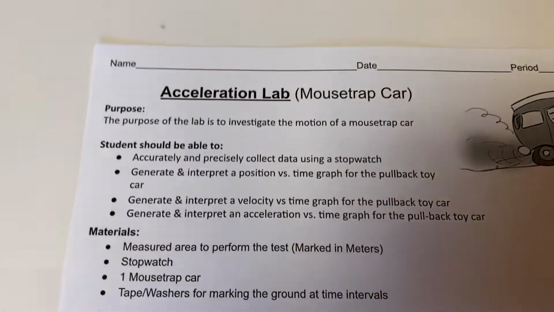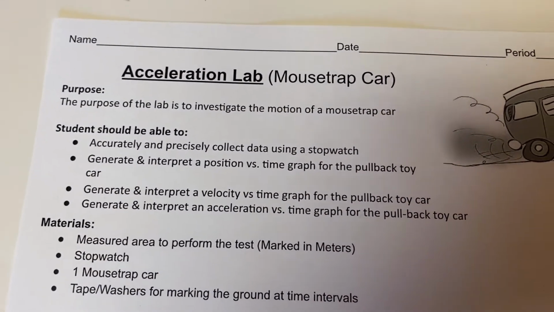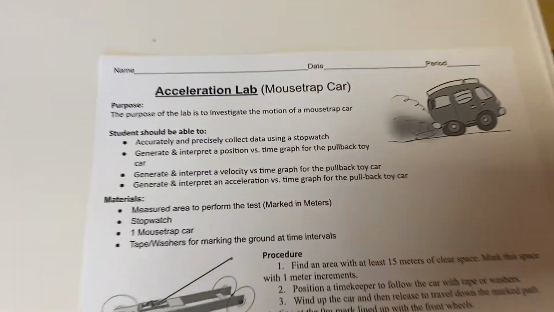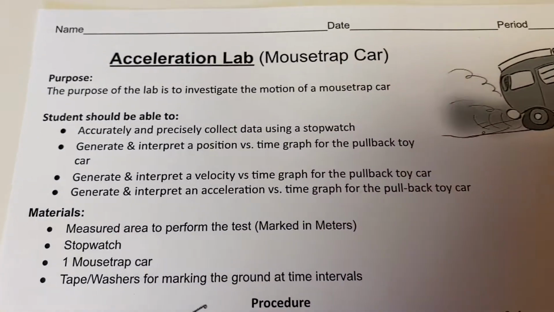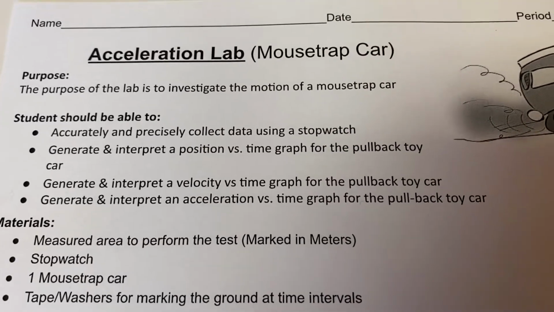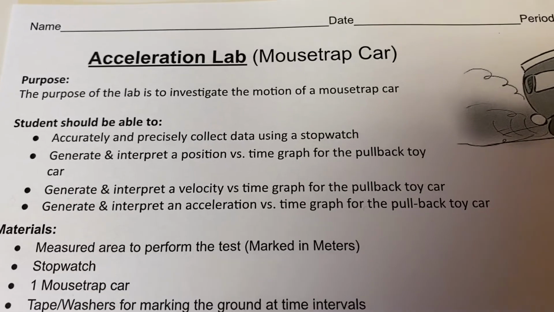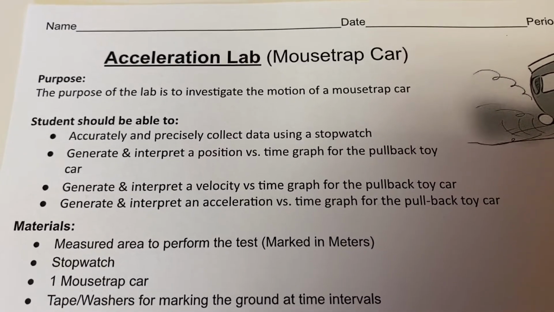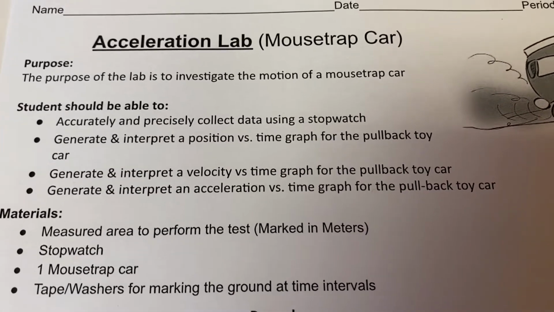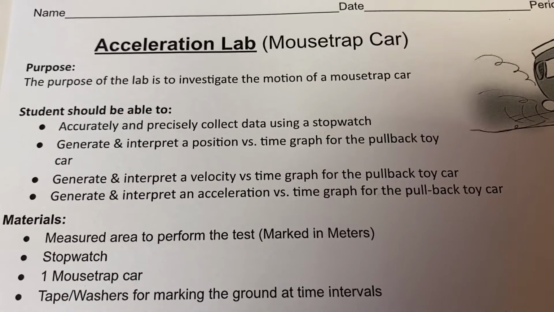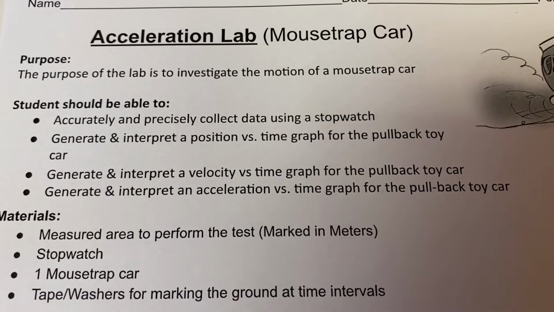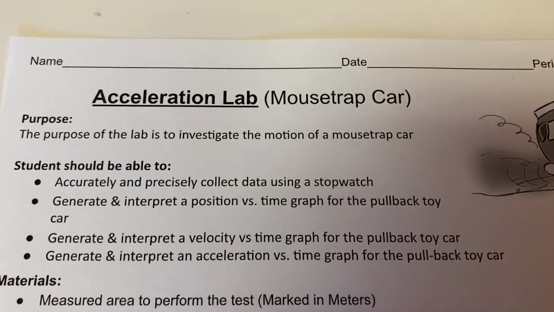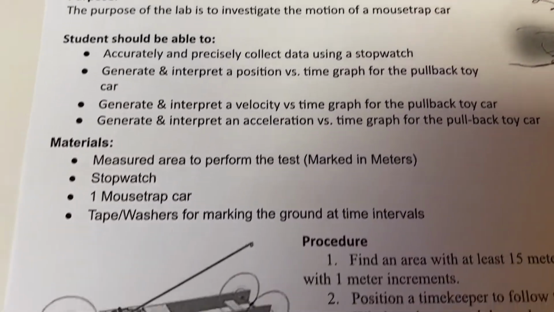Our purpose of this lab today is to investigate the motion of a mousetrap car. Our objective is that by the end of this, you should be able to accurately and precisely collect data using a stopwatch. You should also be able to, well, y'all aren't going to do that, we are. I guess that's fine though. By watching the video, you should understand it. You should be able to generate and interpret each of position versus time, velocity versus time, and acceleration versus time graphs for the pullback toy car and all the data we collect.